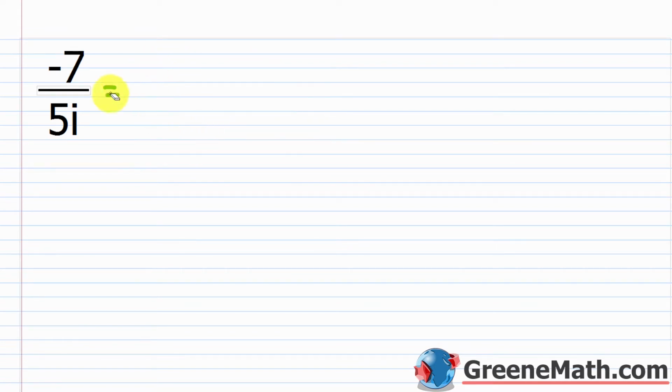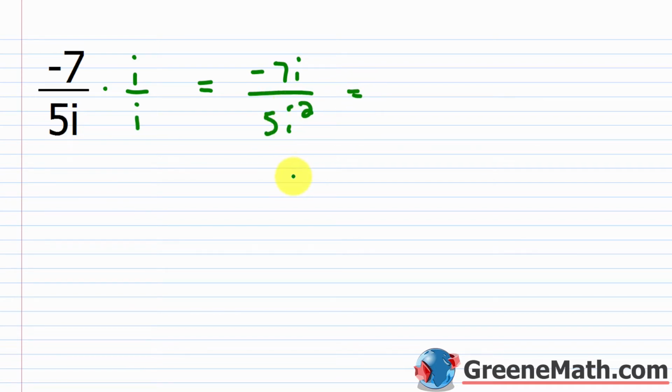But typically what we'll do is just keep it in this format of i. So I'll do i over i, right? So in the numerator, I'll have negative 7i. In the denominator, 5 times i is 5i squared. We know i squared is negative 1. So this would basically be what? Negative 7i over negative 5. Negative over negative is positive. So you end up with 7i over 5.